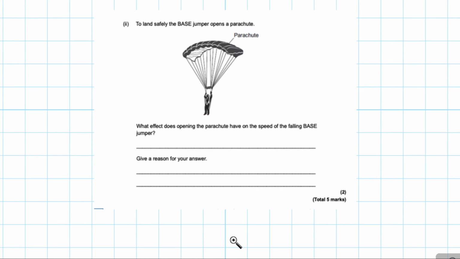To land safely, the base jumper opens a parachute. What effect does opening the parachute have on the base jumper? So in this situation, what effect does it have on the speed? The idea of a parachute is to slow it down. That's the general idea of having a parachute. So using your general knowledge, we can say that it slows down, or reduces the speed. Probably a better answer.